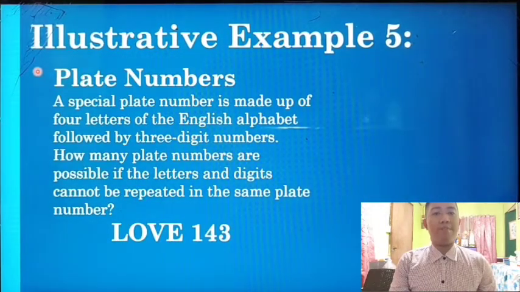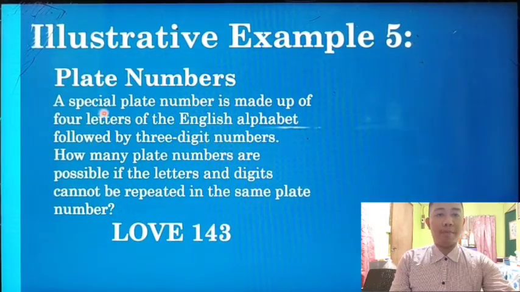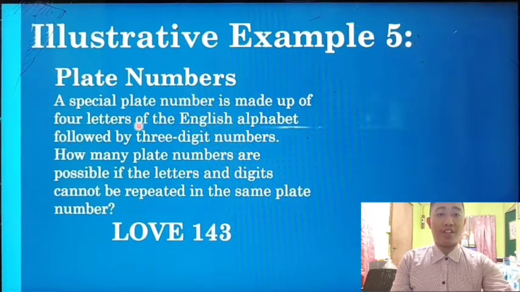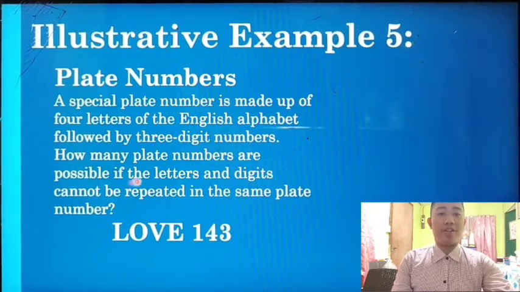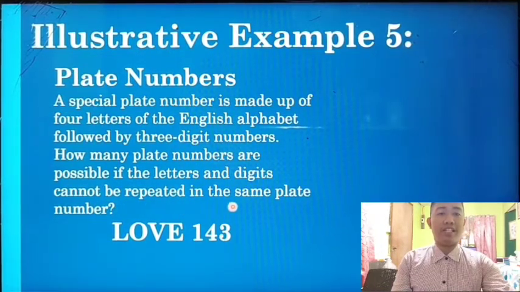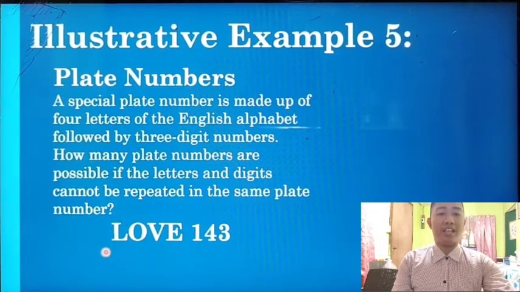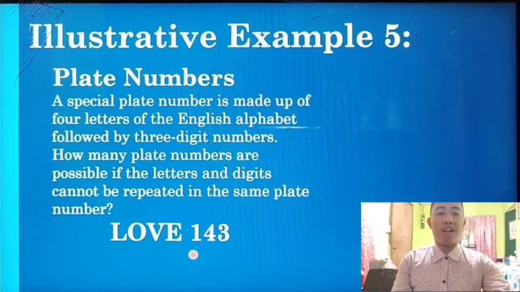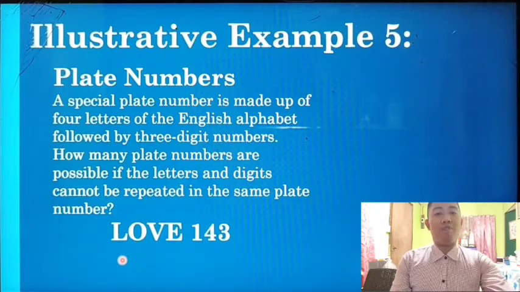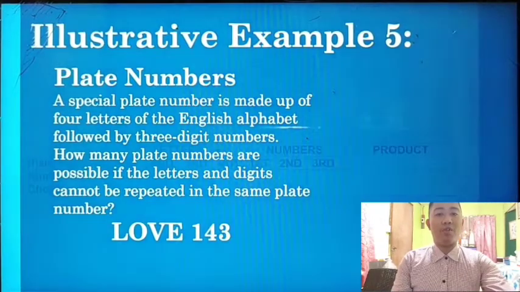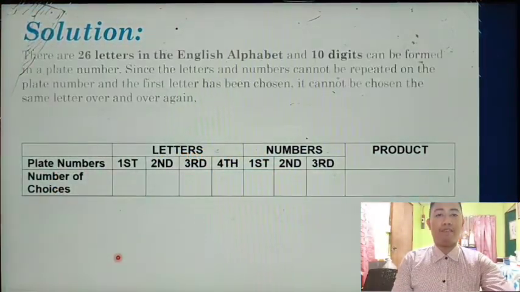Okay, we have the plate numbers. A special plate number is made up of 4 letters of the English alphabet followed by 3-digit numbers. The question is how many plate numbers are possible if the letters and digits cannot be repeated in the same plate number. For example, the plate number is LOVE 143. To solve this problem, here is our solution to the given problem.